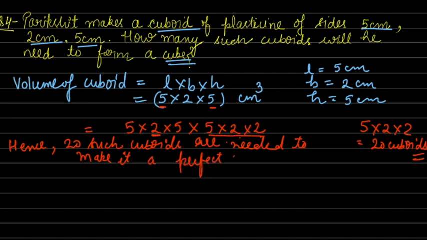So this is a cuboid with these dimensions. Now we have checked with what numbers you will multiply it. That gives you 5 into 2 into 2, which means 20 cuboids are required to make it a perfect cube. Okay. So with this question, this exercise is finished.